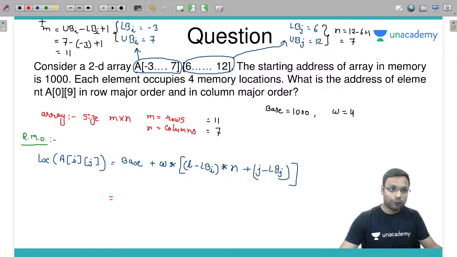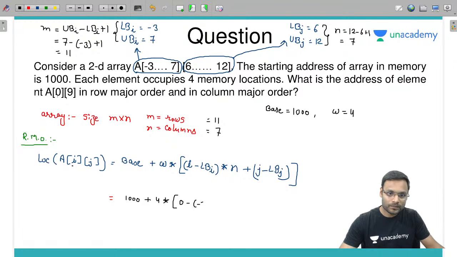Let's move ahead. Let's put the values in the formula. In the formula, base 1000 plus W 4 into I, which is what? I am checking for 0 comma 9, so 0 minus lower bound is minus 3, into n, which is 7, plus j, which is 9, minus LB of j, which is 6. Calculate the value. 3 into 7, 21, plus 3, 24 into 4, 96, so 1096. Somebody has even calculated that.